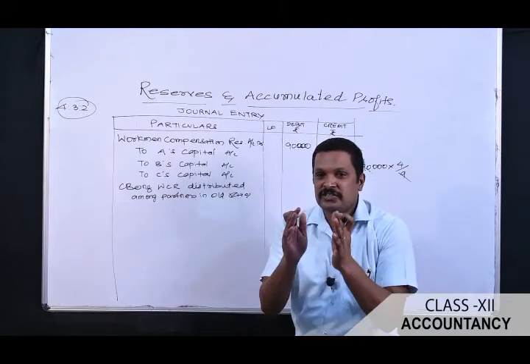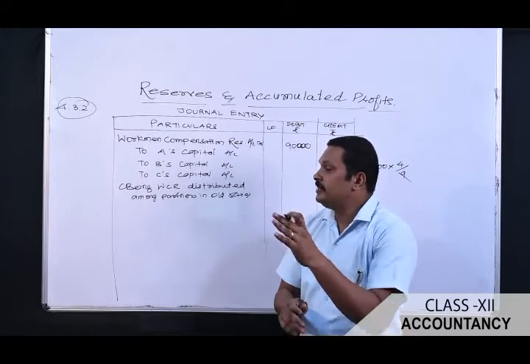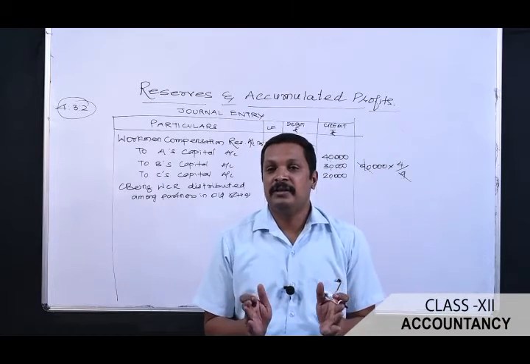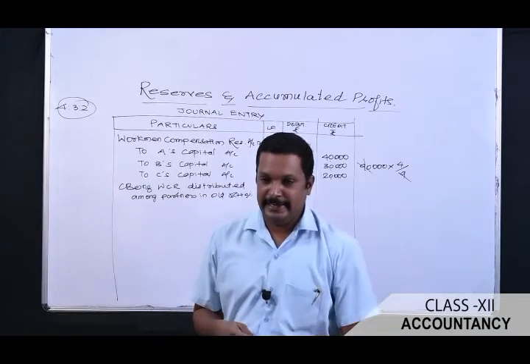We just distribute the reserve and transfer it to the partners' capital accounts when there is no information given in the adjustment. कोई adjustment नहीं दिया तो we have to follow this one. So let's see the second case.